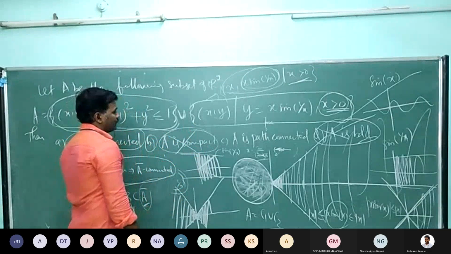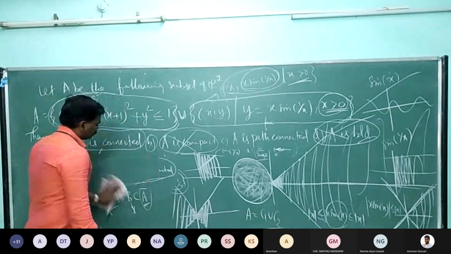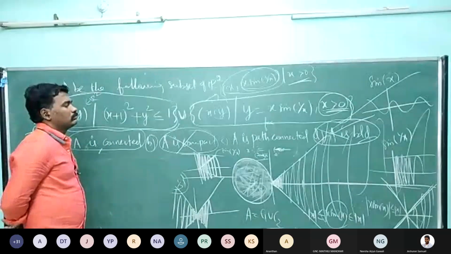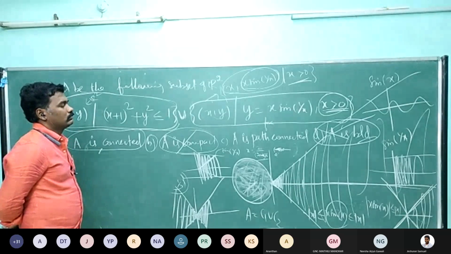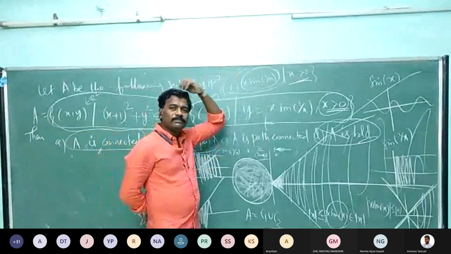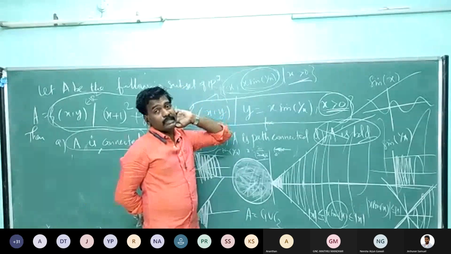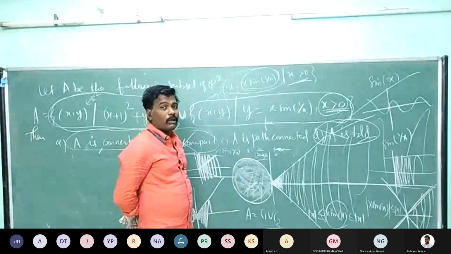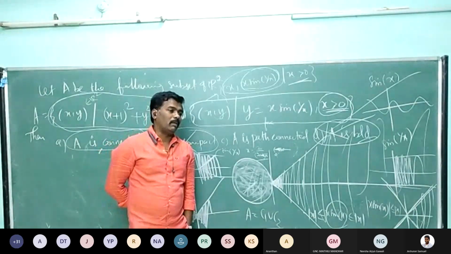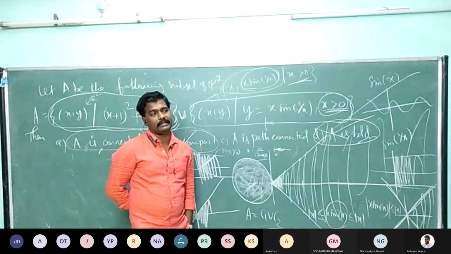Now the question is whether A is connected or A is path connected. This is our theory. What is the conclusion? Do you know this is a topological sine curve? The topological sine curve is an example. If you go to an interview and say you know topology and are very comfortable with it, most probably they will ask, what is the difference between path connected and connected?